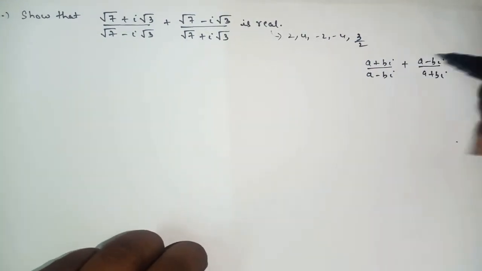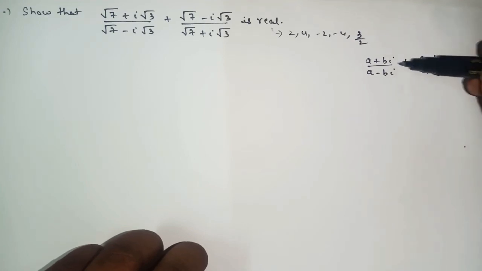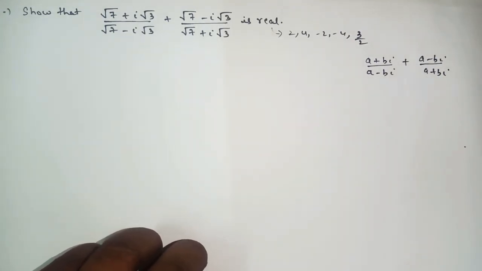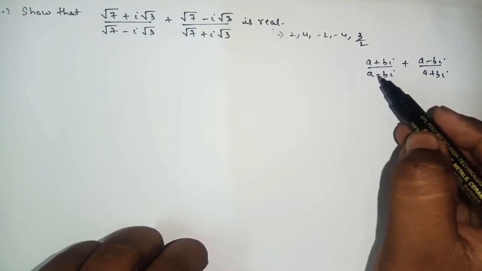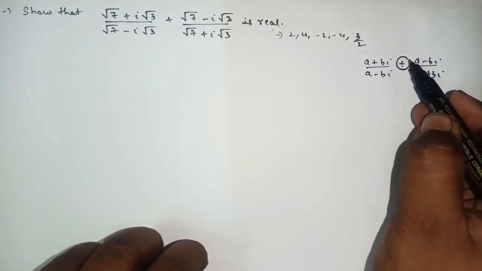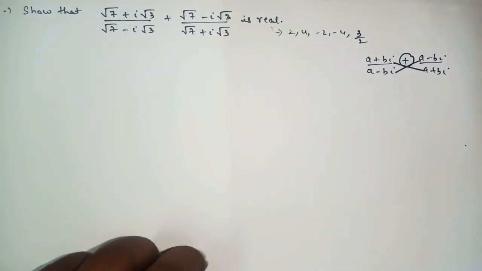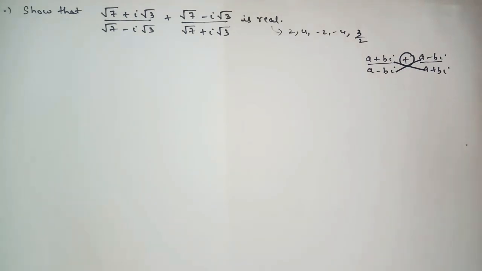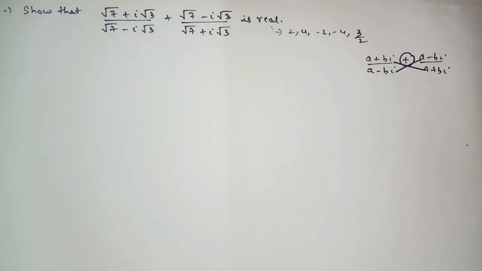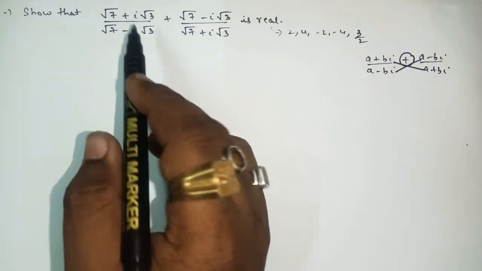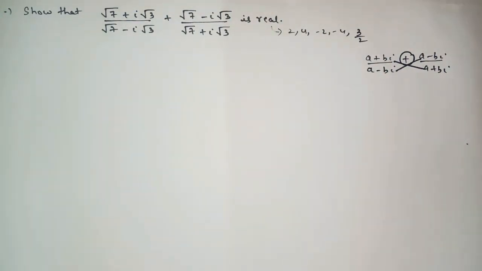Whenever you come across this pattern, what exactly do you have to do? The numerator contains a plus bi and the denominator also contains a plus bi, and here the connection is plus minus. So simply what exactly do you have to do? Simply cross multiply and find your answer. The same type of sum we actually did. So here the difference is what? A plus minus and then minus plus is there. Okay, so we'll take this sum.